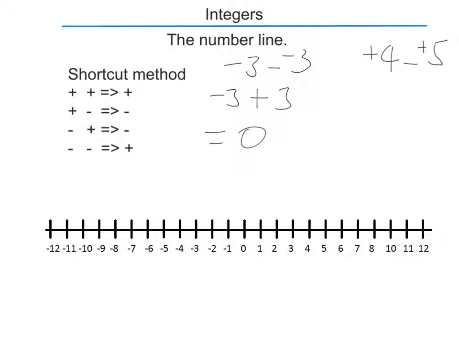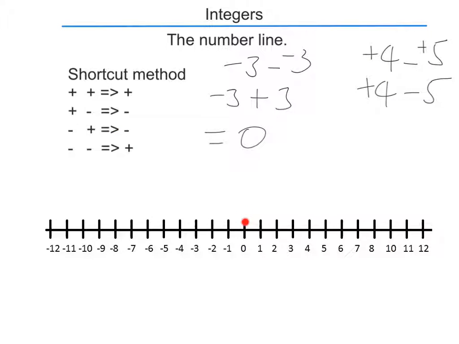Let's have a look at the next example. In this one here, I've got +4 and minus +5. What I do is I rewrite it and I put +4 and I put just -5 because a negative and a positive make a negative. So let's look at how that works.